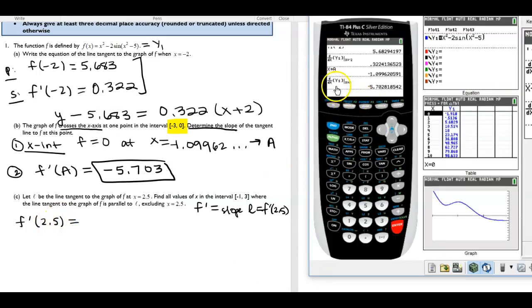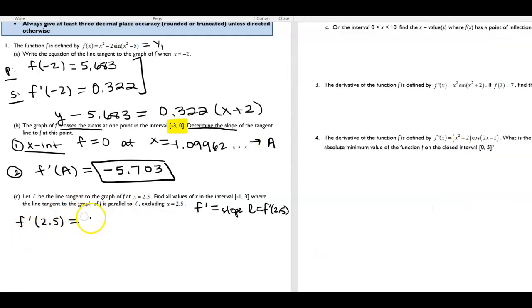We'll still be using, it's essentially what we just did on our calculator. We're going to do math 8 derivative with respect to x of y1 at x equals 2.5. That will give me my slope of L. So I need to write on my paper f prime of 2.5 is 1.846 dot dot dot.